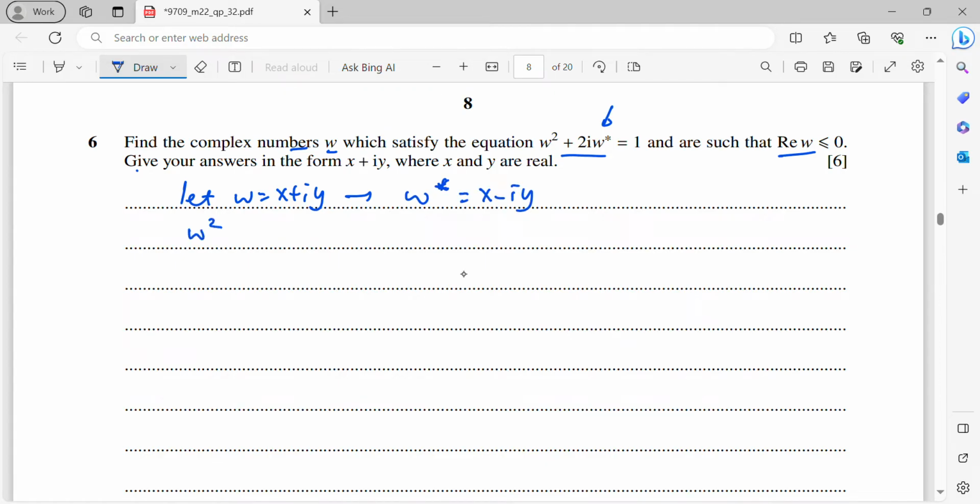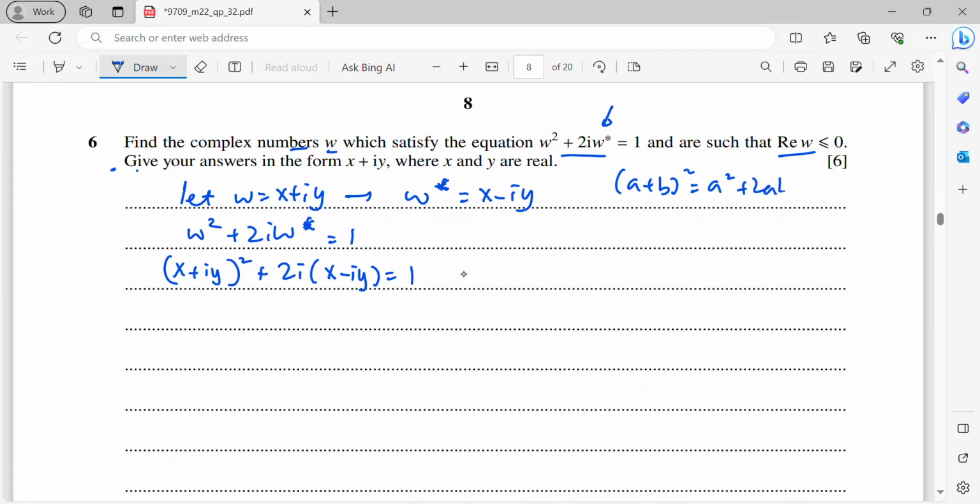So now w squared plus 2i times the conjugate equals to 1. That means (x plus iy) squared plus 2i times (x minus iy) equals to 1. So here I have to do expansion. Quadratic expansion, right, here (a plus b) squared will be a squared plus 2ab plus b squared. This is the quadratic expansion that I'm going to refer to.